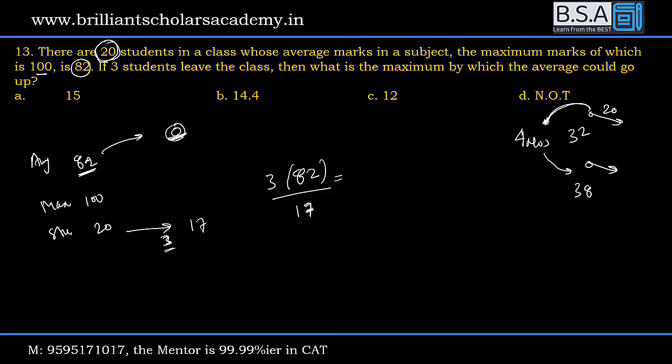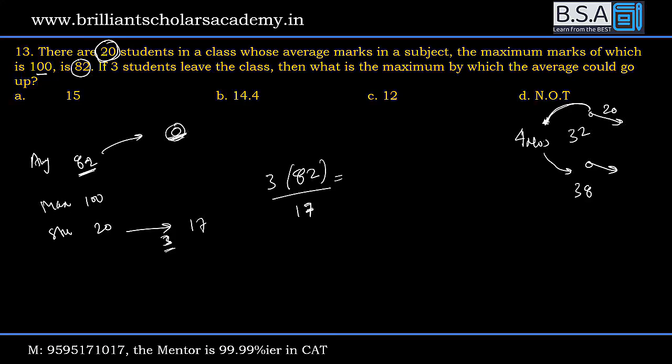See, you and I don't know their actual scores. But if somebody takes away 0, 0 is the minimum possible score we can give anyone. If they carry 0 with them, they give their own share to others. So here, the maximum increase that could be there is 3 into 82 divided by 17. So 14.47 maximum increase they can give to others.